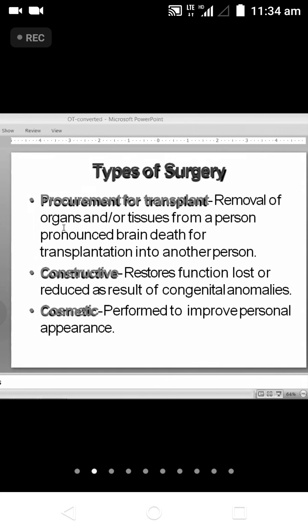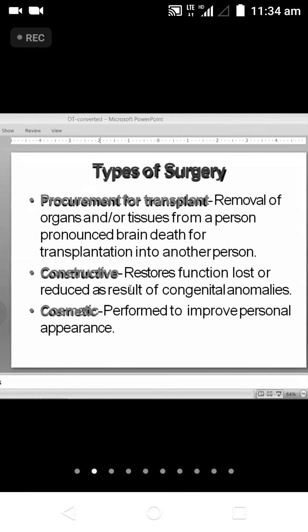That is called procurement for transplant surgery, which means that you are agreeing to a transplantation, that your organs can be given to some other person for transplantation after death or after brain death. So, clear what is procurement for transplant? Yes, ma'am.